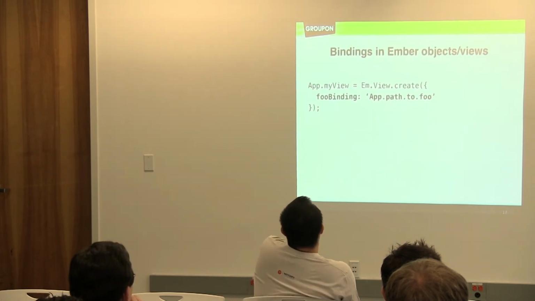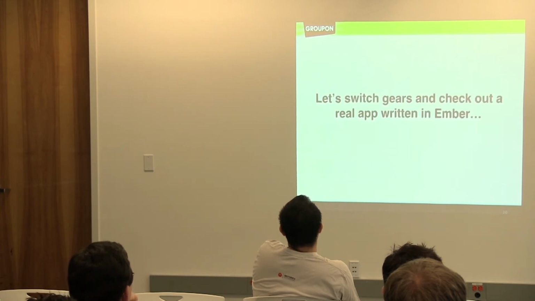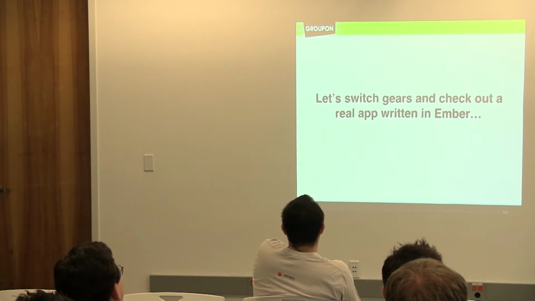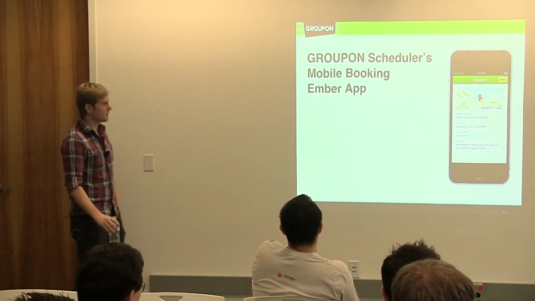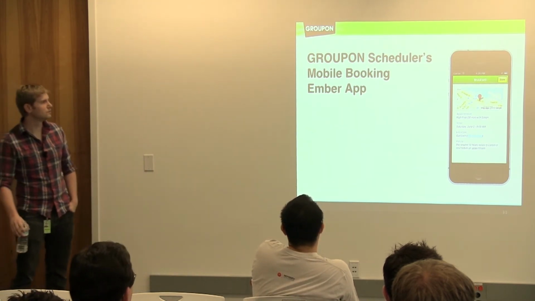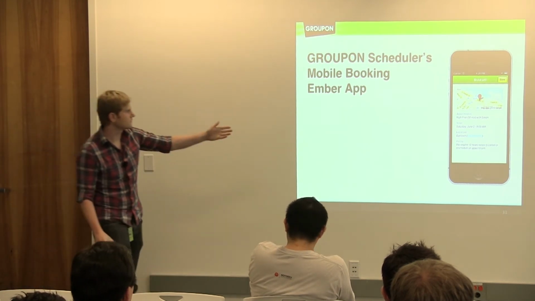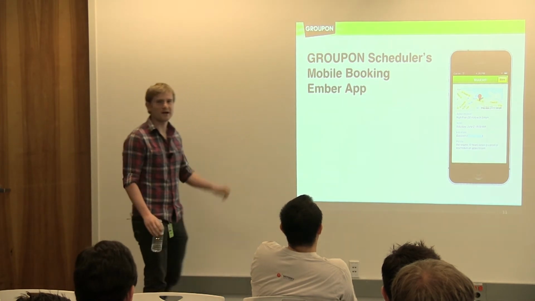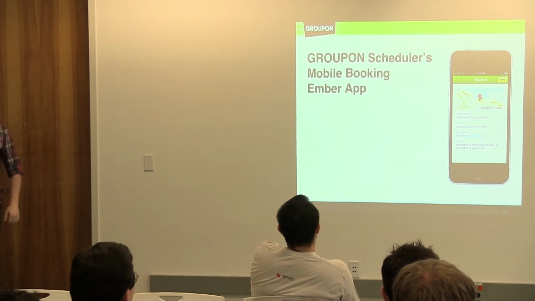I'll show an example. So let me show you an app that I've actually written using Ember. This is Groupon Scheduler's mobile booking app. Basically, it allows customers who bought a Groupon to book their appointment online. So let's say that I bought a high five with Simon and I want to book it. You can basically use this application to book that.